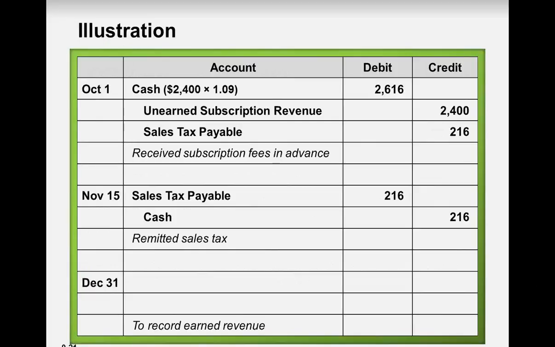On the 31st, we needed to record the adjusting entry of how much revenue we have earned up to this point. We will reduce our unearned revenue by 3 months of the year's subscription, or 1/4. So $600. 2,400 divided by 4 is 600, or 2,400 times 3/12, which equals 1/4, equals $600.